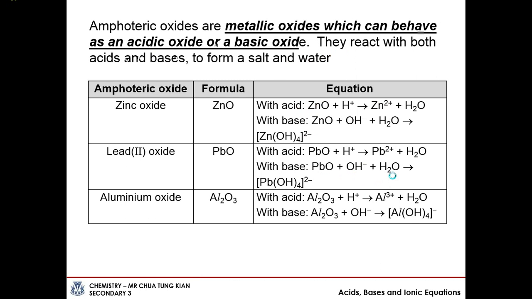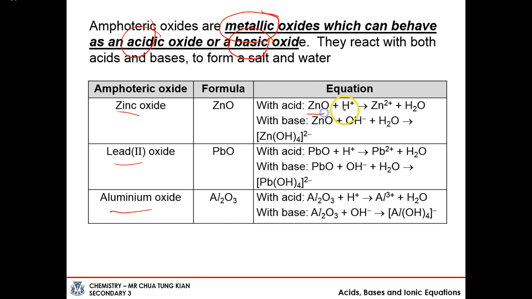Which now brings me to amphoteric oxides. So these are metallic oxides which can behave either as an acid or as a base, depending on what is the other reactant. There are three main amphoteric oxides which you need to know: zinc oxide, lead oxide, aluminum oxide. So let's take a look at the equations here. So why is it amphoteric?